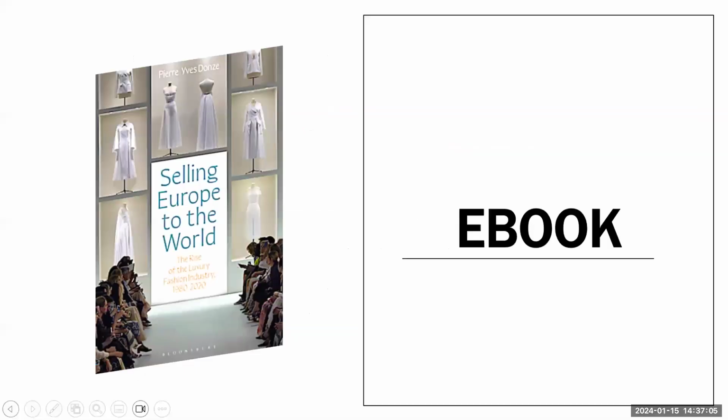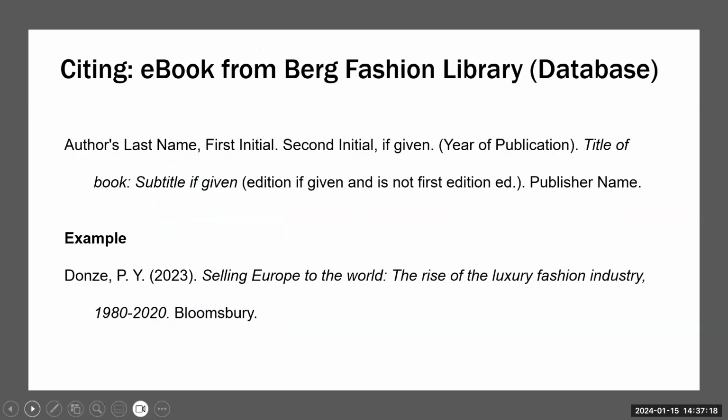This is an ebook, Selling Europe to the World: The Rise of the Luxury Fashion Industry, 1980 to 2020, and this ebook came from a library database. This is how you would cite an ebook from a library database. In this case, it's the Berg Fashion Library. We will give you the rule. The author's last name, comma, first initial, period, second initial, if given, year of publication in brackets, the title of the book, colon, subtitle. Notice that it is all italicized. And then in brackets, we have the edition if it's not the first edition, bracket, period, and the publisher name.